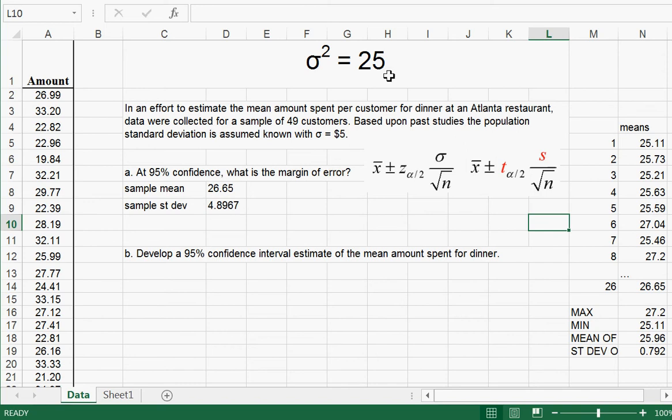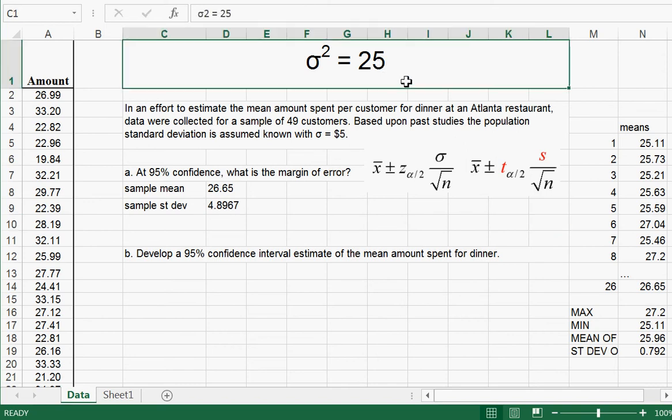Well, because sigma is given to me, it's 5. Which one do I use? That one or this one? This one, right? I use this one. The one on the left. And don't tell me you're not irreplaceable, as Beyonce sings in that video.